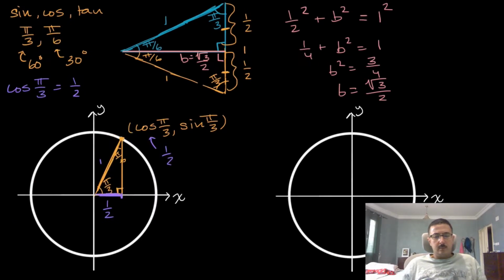Now, what about the y-coordinate? What is sine of pi over 3 going to be? Well, the y-coordinate is the same thing as the length of this side. And once again, it goes back to being this triangle. If this is 1, this is 1/2, this other side is going to be square root of 3 over 2. So sine of pi over 3 is going to be square root of 3 over 2. So let me write that down. Sine of pi over 3 is equal to square root of 3 over 2.